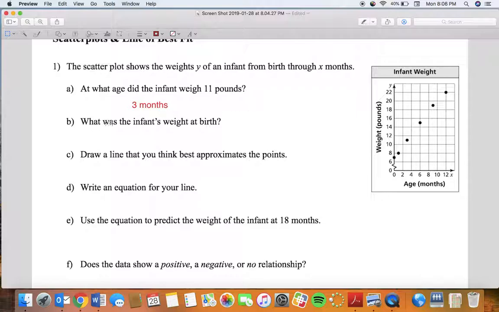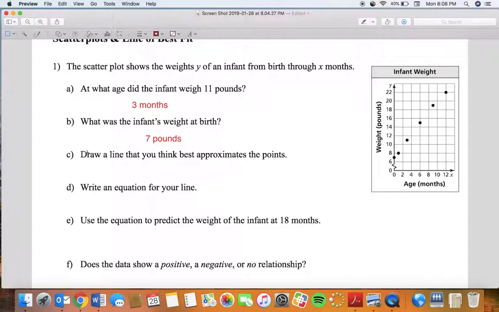Part B is asking what was the infant's weight at birth. Remember, the second you are born, you are 0 months old. That is your initial value or your y-intercept. In this case, when the infant was 0 months old, it looks like they were halfway between 6 and 8. We're going to call that 7 pounds. So this infant weighed 7 pounds at birth. 7 pounds.